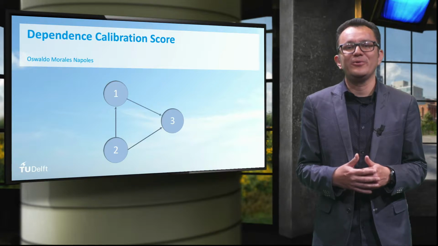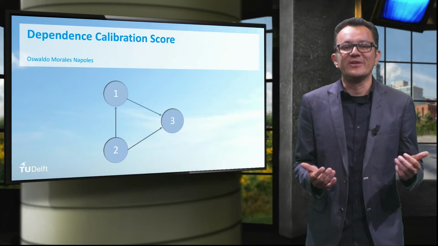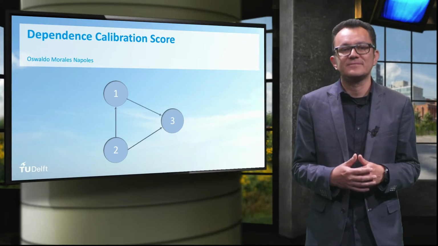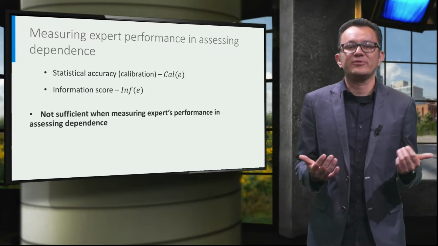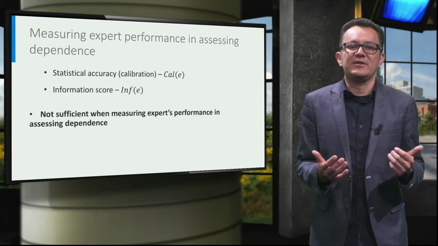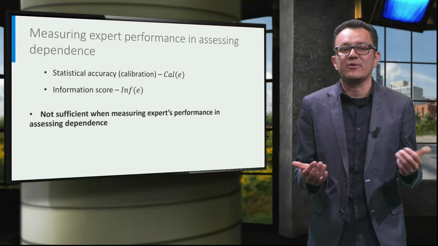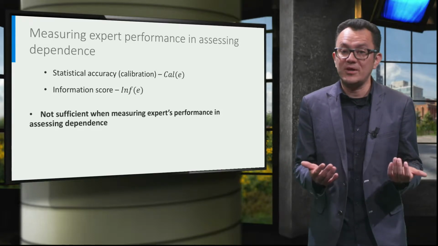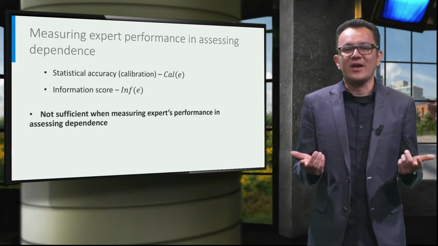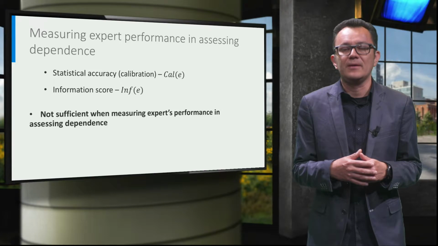During this video, you will learn about a score designed to aggregate expert opinions when the elicitation of statistical dependency is relevant. During previous modules, you learned how experts' performance can be objectively measured with a classical model by using the statistical accuracy or calibration score and the information score. These are, however, not sufficient when measuring experts' performance in assessing probabilistic dependence.